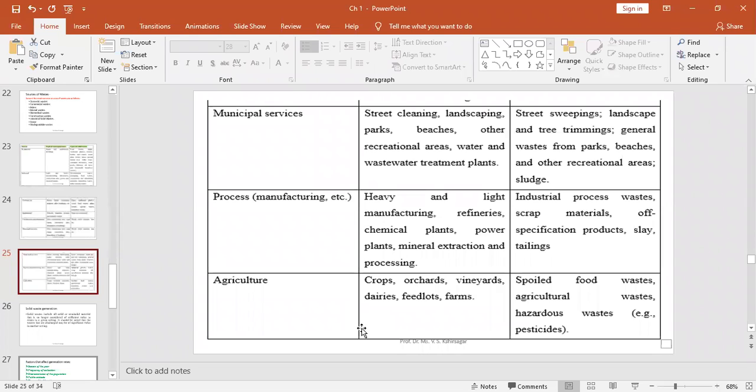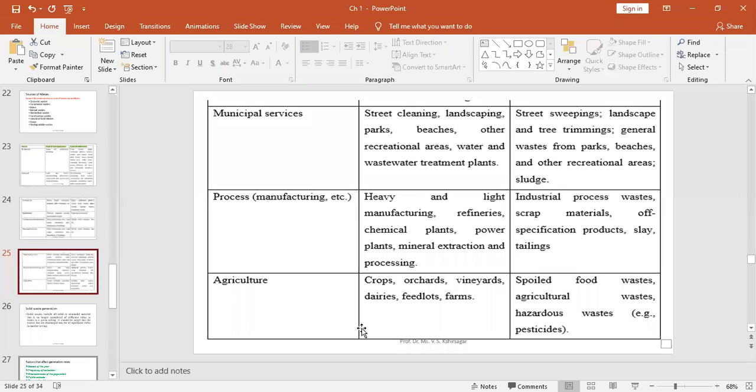Then in the gardens and parks, there will be landscaping and tree trimming happening. That waste is also considered under the municipal services. Okay, so any recreational activities, maintenance of beaches and all such types of areas will create a huge amount of waste, which comes under the municipal services.